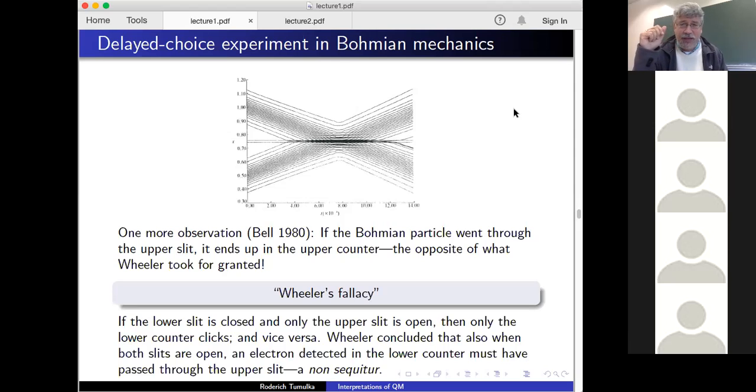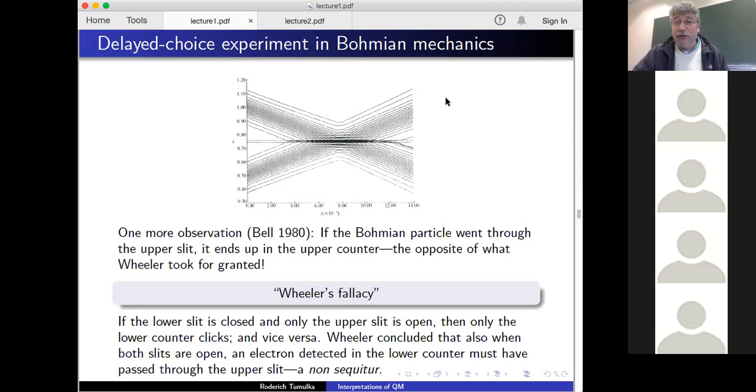So now let me repeat this one remark that I made a couple of minutes ago: if the particle actually passes through the upper slit, it will end up in the upper detector, the opposite of what Wheeler took for granted.